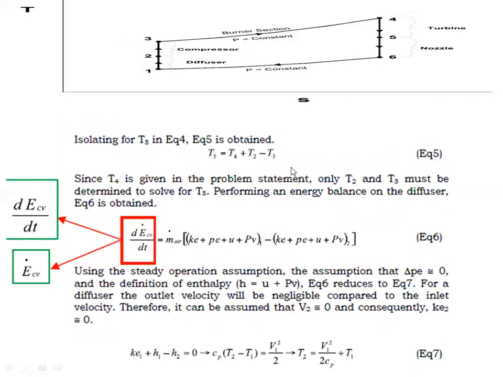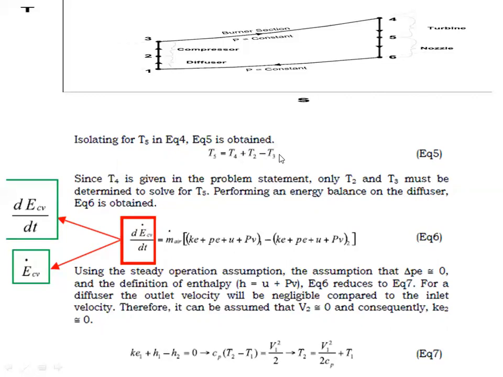So to find the exit temperature at the turbine, that is the temperature at point 5, we need to know T4, T2 and T3 also. Okay, so let us find what the unknown values are. T4, the turbine inlet temperature, is given in the problem as 1400 Kelvin, and we need to know the temperature T2 and the temperature T3.